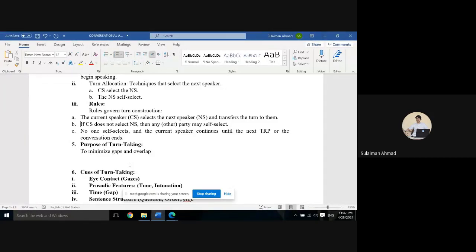We have an example in the class, let me not name them, right? But in that case, what happens? The next speaker usually then self-selects himself or herself, right? So these are 3 rules. The current speaker selects the next speaker. The next speaker self-selects himself or herself. Rule number 3, if the current speaker talks and no one starts speech, the current speaker may continue the speech till the next transition relevant point or till the end of the conversation.